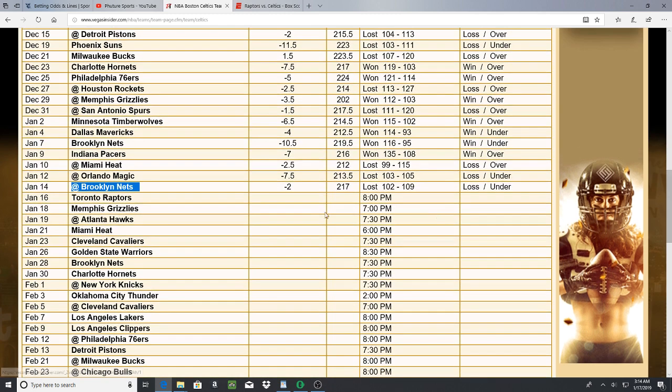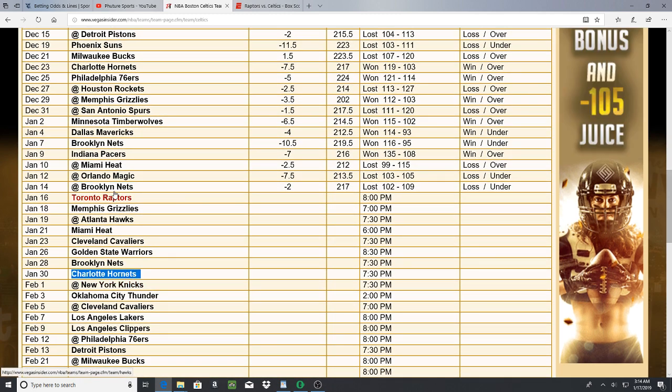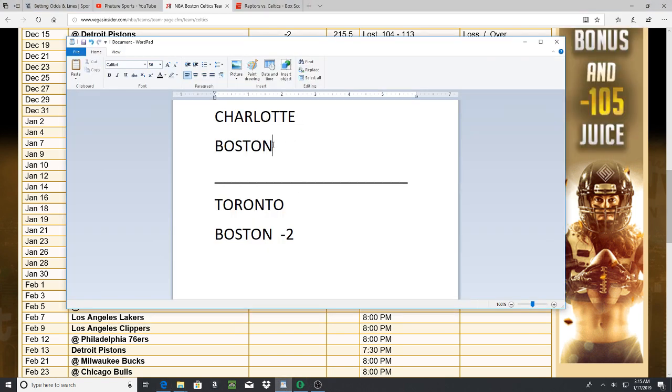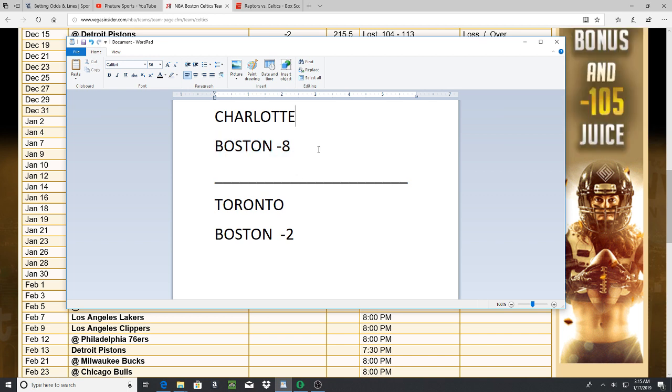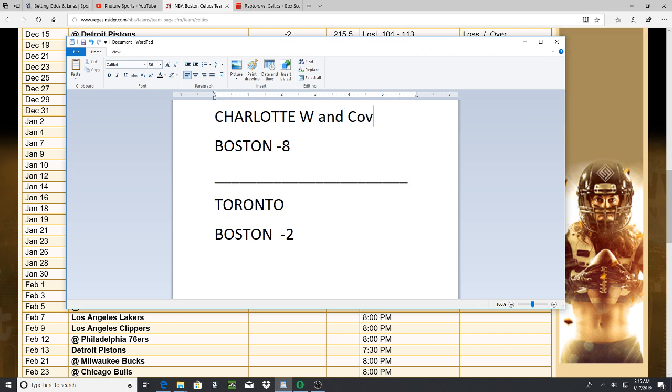Okay, so if they were facing a team like Charlotte, if they had just come off of a loss to Brooklyn, their next game is against Charlotte. Okay, you know what's going to happen? They're going to make Boston a -8-point favorite. Okay, so they're shading the line toward Boston. The public's going to come in on Boston, and what's going to happen? Charlotte, most likely, they might win the game. They might win and cover the game.